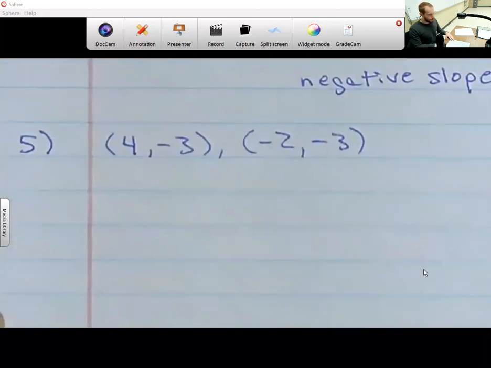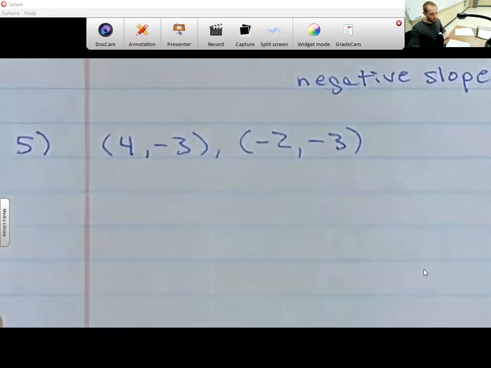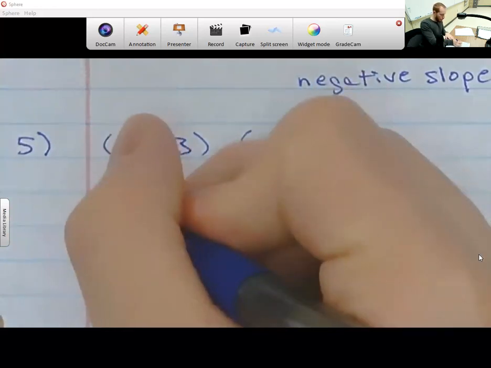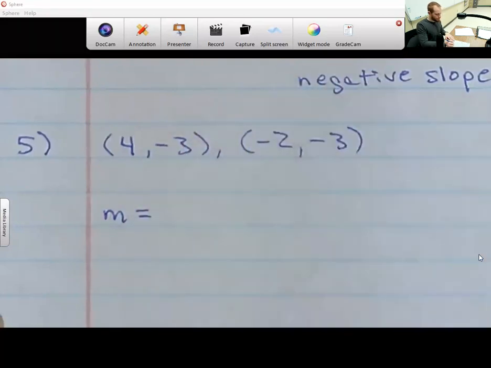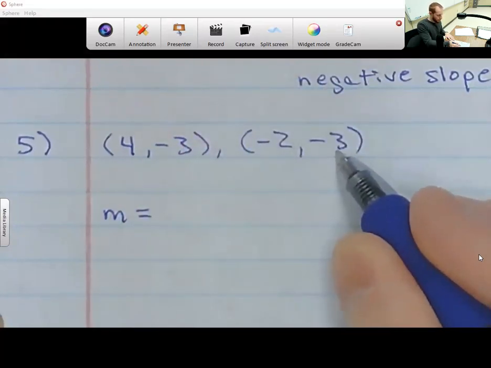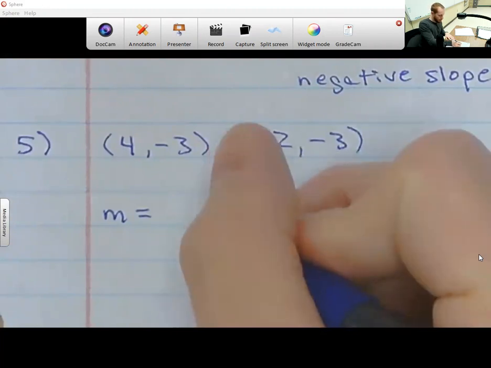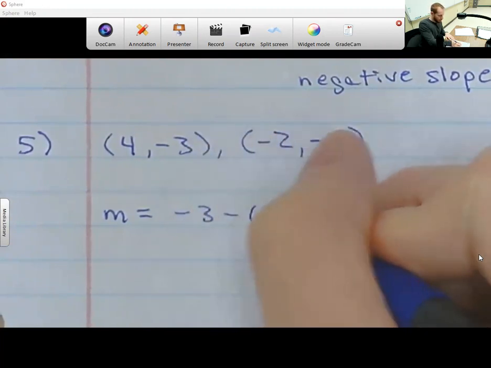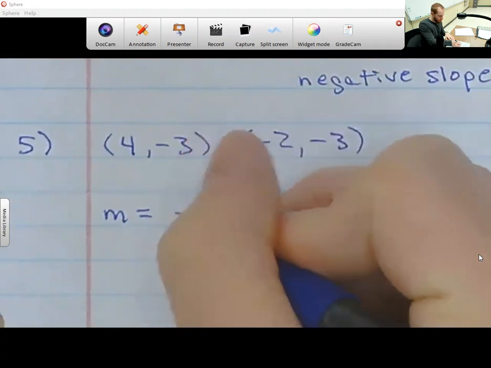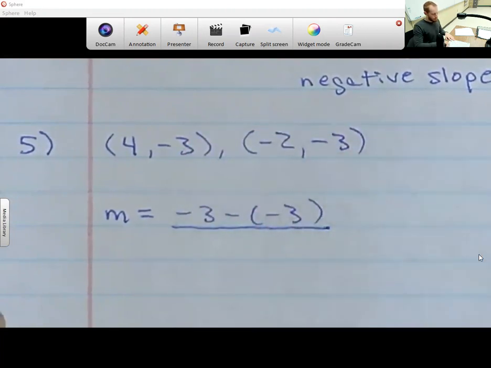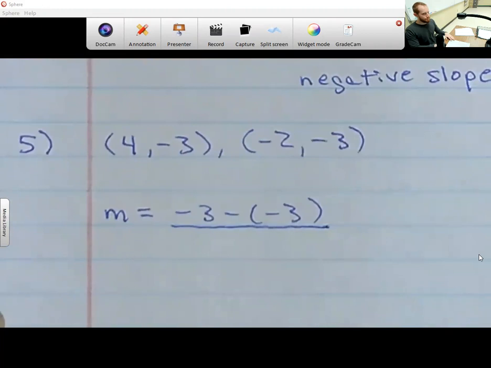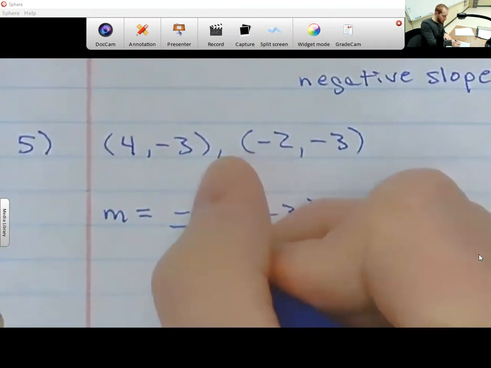Okay. So for number 5, my slope formula is going to be m equals y2 minus y1. So I'm going to subtract the y's on top. I'm going to have -3 minus -3. So it's going to look like this. -3 minus -3. So now I can subtract the x's on the bottom. That's going to be -2 minus 4.